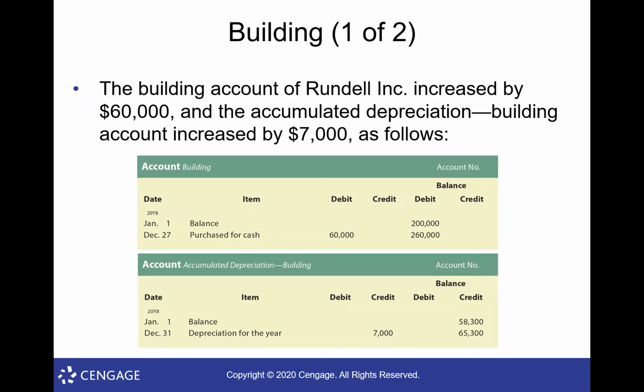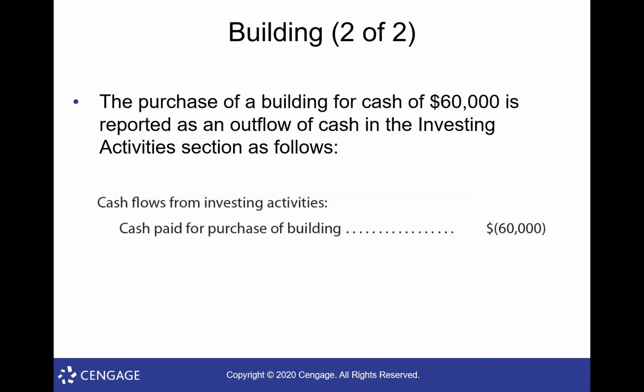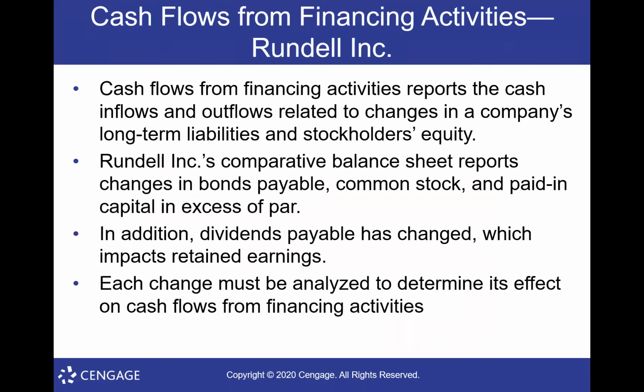We paid out $60,000 for the purchase of the building, and we had the $7,000 depreciation. I'll show you when we get to the end and we see the full statement of cash flows how that looks on the statement of cash flows. So finally, the financing activities.